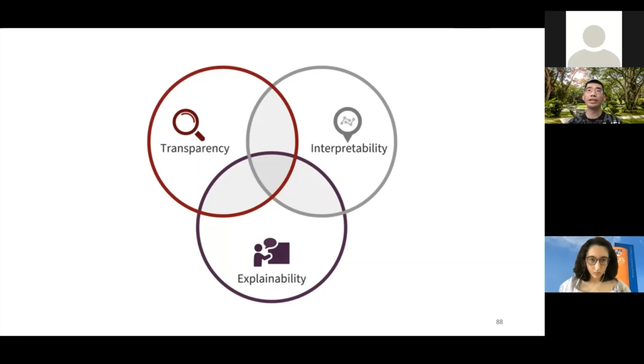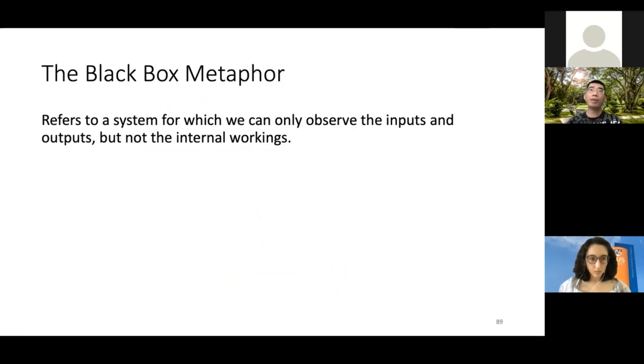So let's talk a little bit more specifically about what's the deal with the black box anyways. It has become quite common these days to hear people refer to machine learning systems as black boxes, okay? The black box metaphor refers to a system for which we can only observe the inputs and the outputs, but not the internal workings. And for as long as there has been a machine learning field, there have been discussions and debates on the topic of interpretability and referential metaphors about the black box.